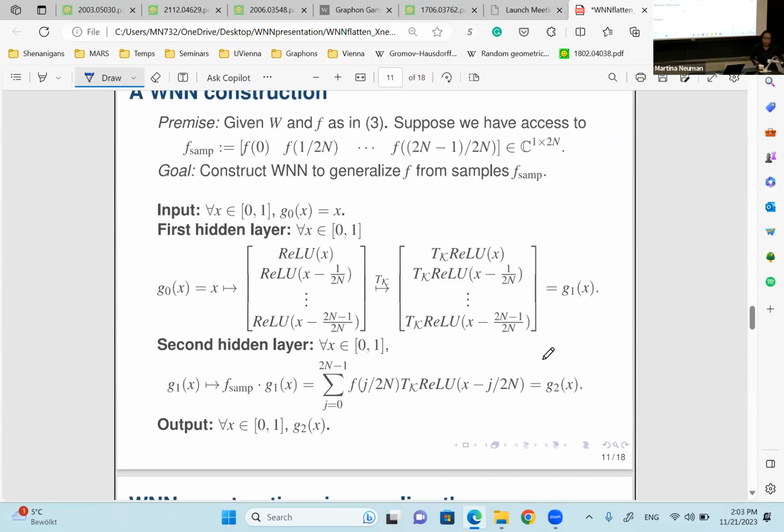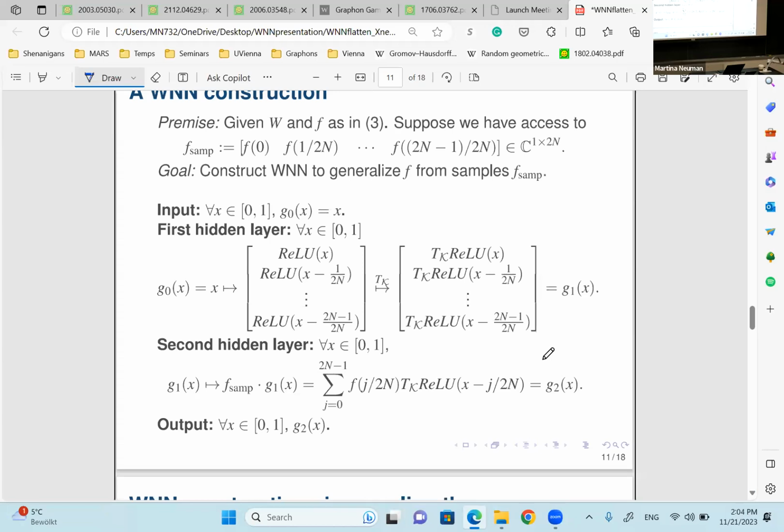All right, now we're going to go to the graphon neural network construction. The idea is that if you're able to give me the sample values of the graphon signal at the points 0, 1 over 2N, all the way to 2N minus 1 divided by 2N, I will be able to construct for you a graphon neural network that can generalize F from this known information. Now I have only 2 layers. The first layer's input is the location of the abstract nodes, on the interval from 0 to 1.